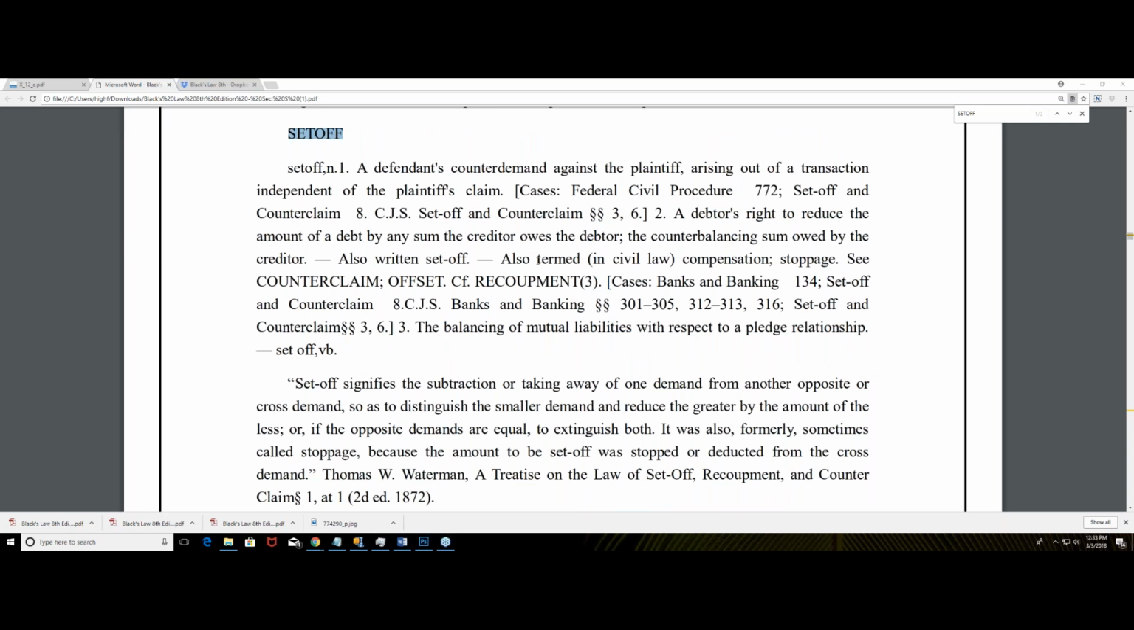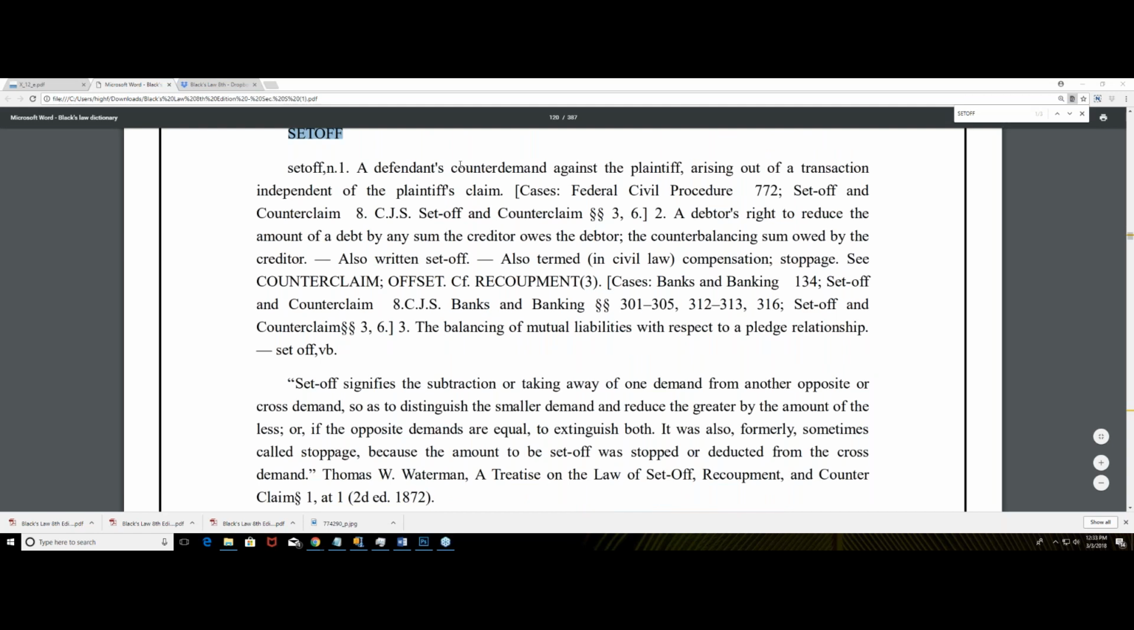Set off, a defendant's counter demand against the plaintiff arising out of a transaction independent of the plaintiff's claim. All right, this is set off and counterclaim, Corpus Juris Secundum, set off and counterclaim, subsection 3 and 6. You should go to the law library and read Corpus Juris Secundum.